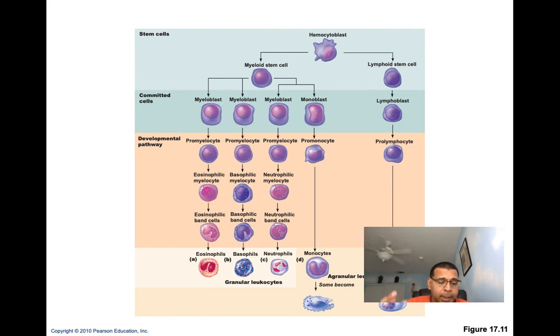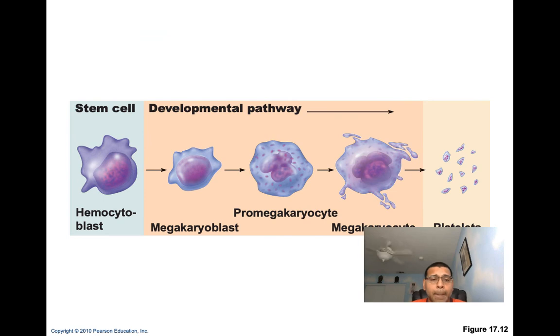Next, platelets, we said, are cytoplasmic fragments of megakaryocytes. You can see the same thing here. They exhibit a blue-staining outer region and an inner region that contains granules that stain purple. These cells are essential for clotting. And here you can see hemocytoblast becomes a megakaryoblast, which becomes a promegakaryocyte, which becomes a megakaryocyte, which then gives rise to platelets.